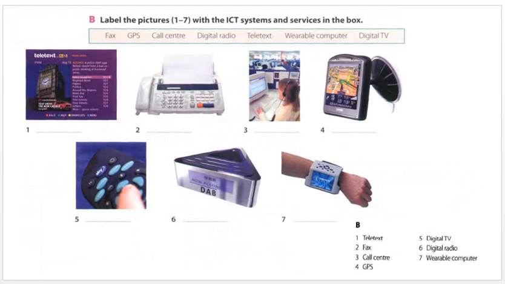Label the pictures 1 to 7 with the ICT systems and services in the box: the fax, GPS, call center, digital radio, teletext, wearable computer, digital TV. And here we have the answer key. Teletext, number 1; fax, number 2; call center, number 3; GPS, number 4; digital TV, number 5; digital radio, number 6; and wearable computer, that is number 7. Okay.